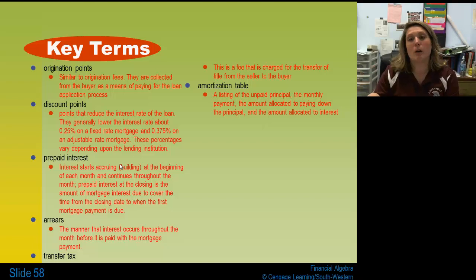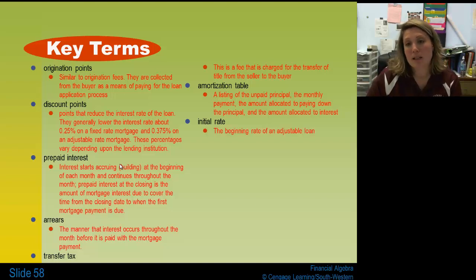So it breaks up for you what you still have left to pay on the principal, what your monthly payment is, and where that monthly payment is going. What amount is going to principal and what amount is going to interest. The initial rate. This is the beginning rate of an adjustable loan.